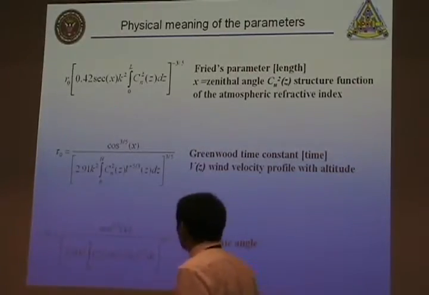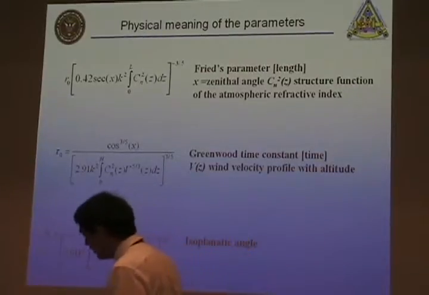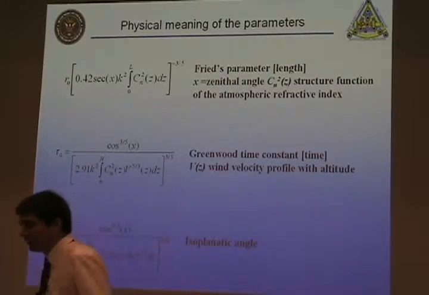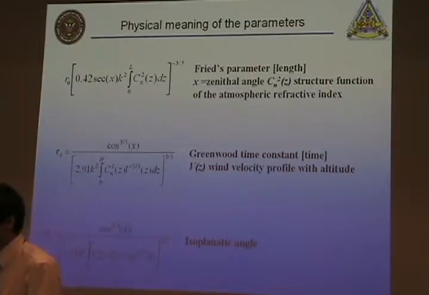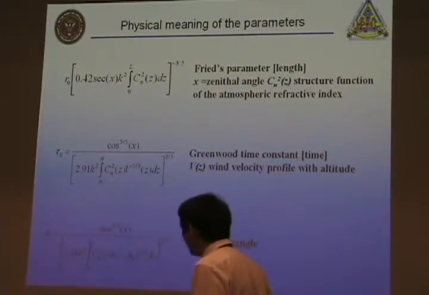Other parameters of the atmosphere is tau naught. Tau naught basically is a Greenwood time constant. It basically says how fast the atmosphere is moving, how turbulent, how quickly it's evolving. And another parameter that's important is the isoplanatic angle.